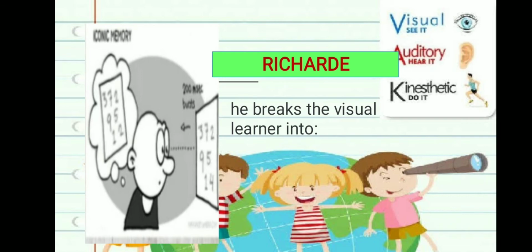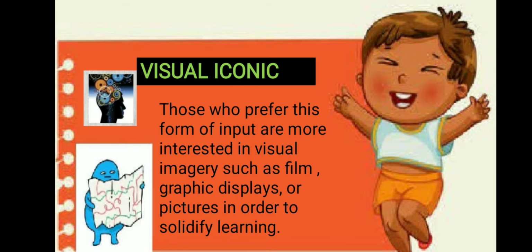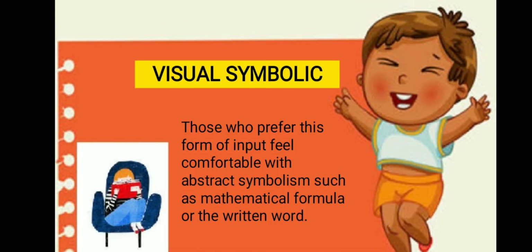Richard breaks the visual learners into visual iconic. Those who prefer this form of input are more interested in visual imagery such as film, graphic displays, or pictures in order to solidify learning. Visual symbolic. Those who prefer this form of input feel comfortable with abstract symbolism such as mathematical formula or the written word.